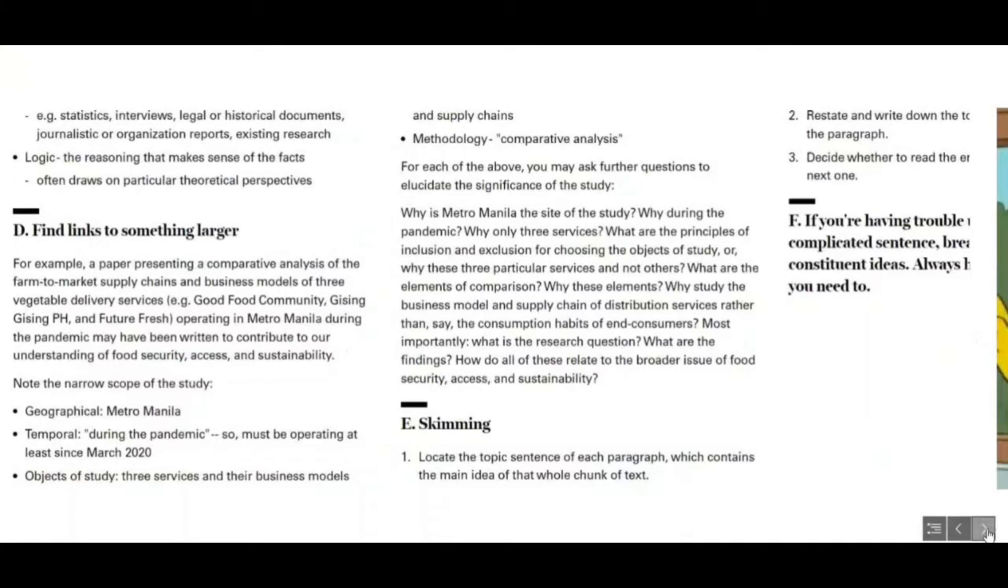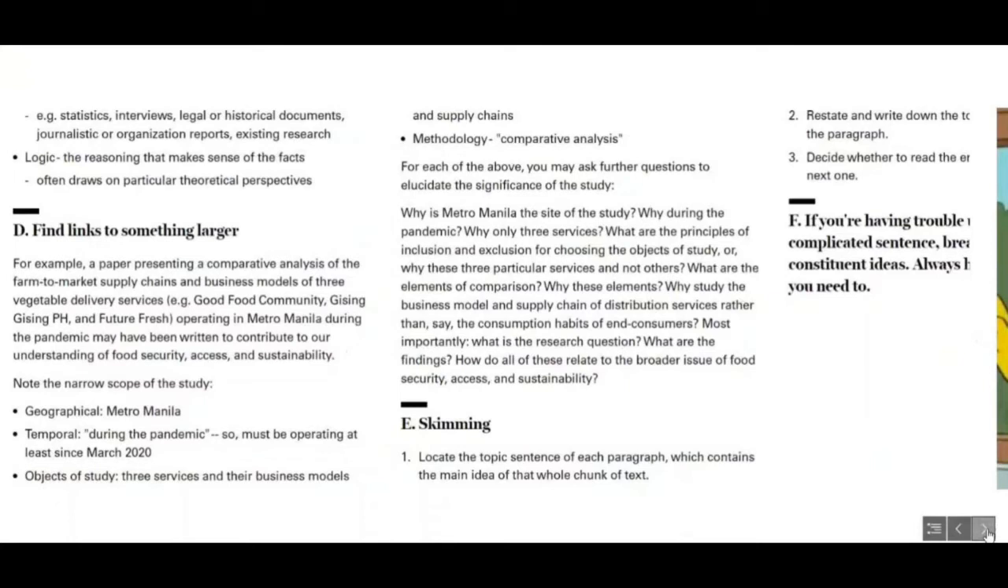If I were actually writing a paper about this, I would identify the specific things that I chose to compare. For example, things that might be used to compare these objects of study. One, business model. I would have to describe the business model of each service and then point out the similarities and differences in their business model, or money-making or profit-making model.